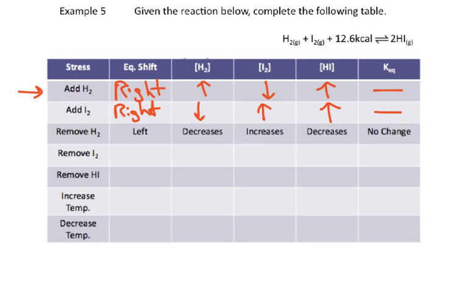We can remove some I2. Substance on the left, we're going to try to create more of it since we removed it. So to create more of that, we need to shift left. Shifting left, the substances on the left will have their concentrations increase. That would be H2. I2 will actually decrease since that is what we removed. HI, being on the right, will also have its concentration decrease. And no temperature change means no KEQ change.